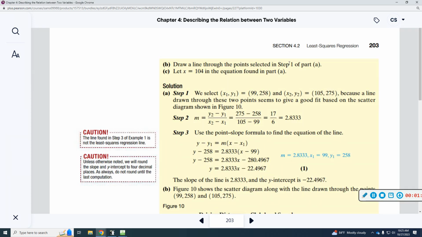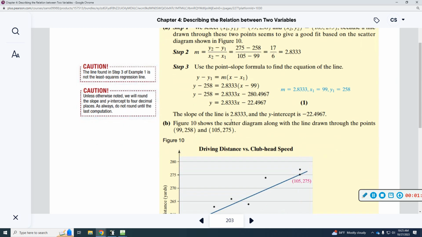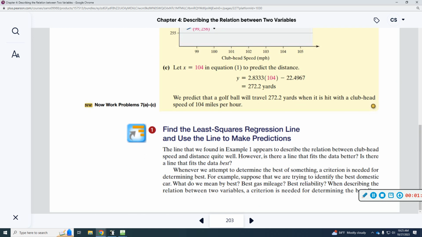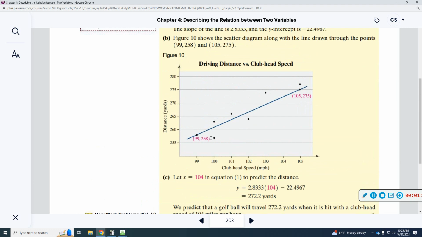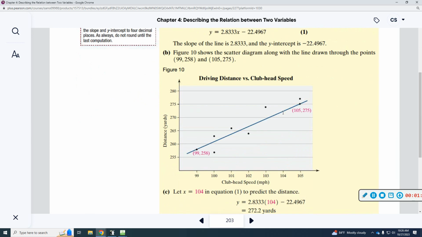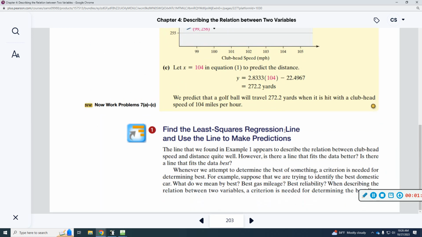I'm going to draw a line through the selected points, and so here's just an example of them using that. That is just for a line that will go through 2 points. So, the least squares regression line.